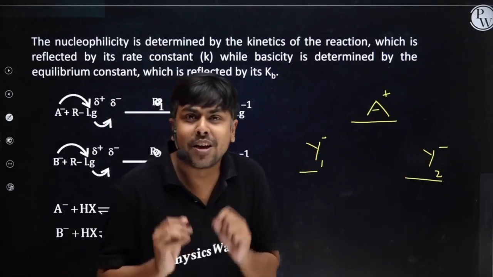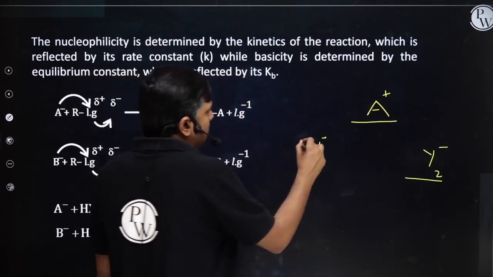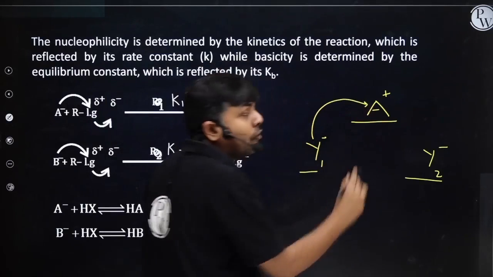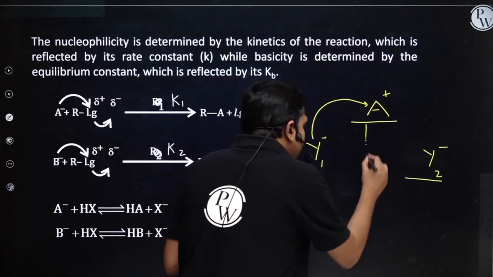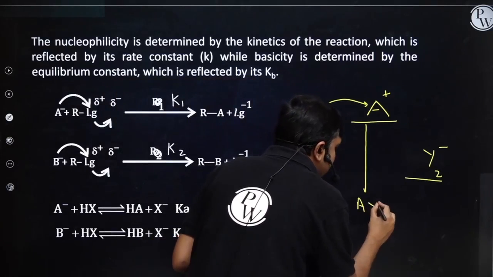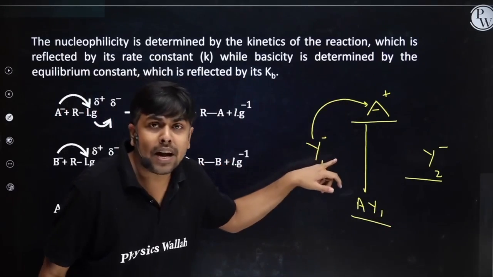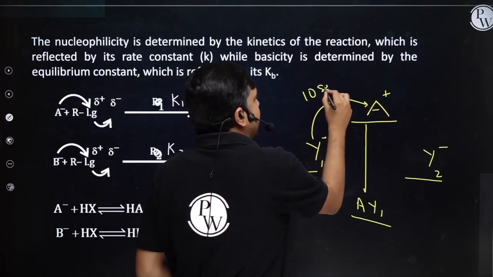Now I am going to define nucleophilicity. Let's assume this Y1 minus is attacking A plus and forming a sigma covalent bond with A, and the compound formed is AY1. The time taken by this Y1 minus to attack A plus, let's suppose, is 10 seconds.